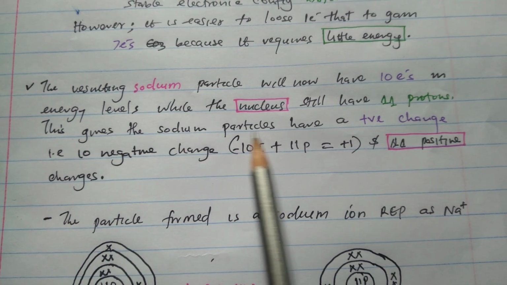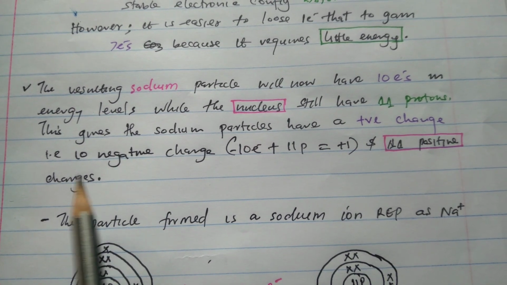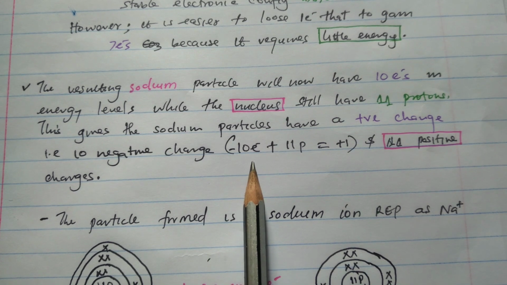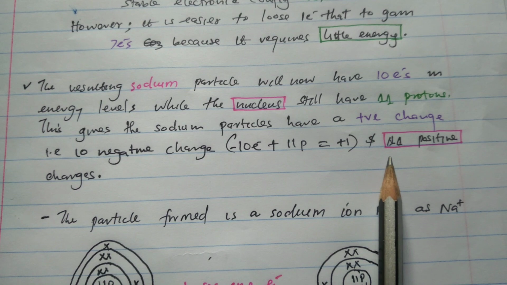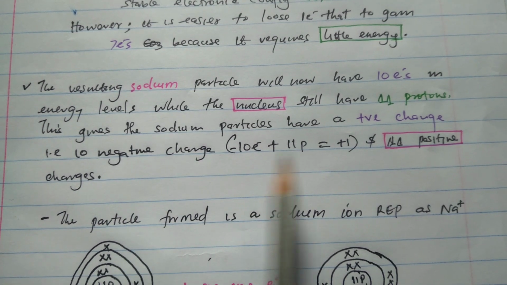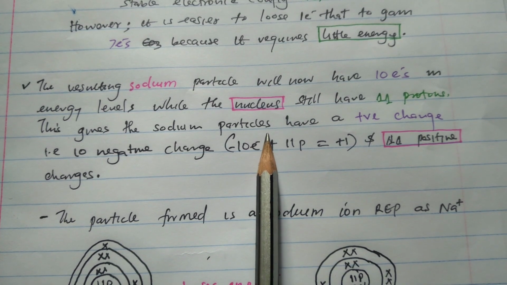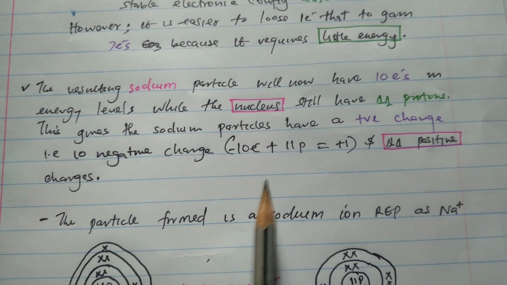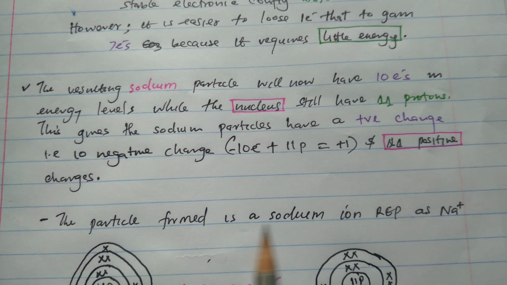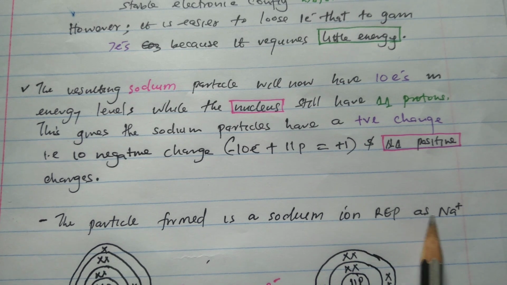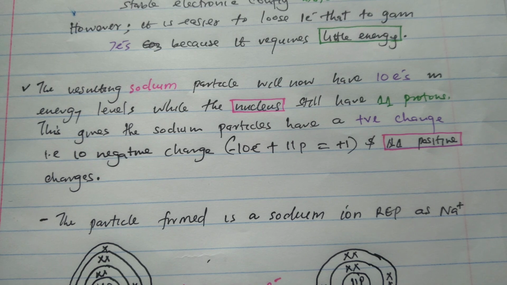So this gives the sodium particle a positive charge, i.e. 10 negative charges plus 11 positive charges. We give it a positive charge because now we have more protons than electrons, because it has lost 1 electron. Therefore the particle formed is a sodium ion, represented as sodium with a positive charge here, and this is how it has happened.